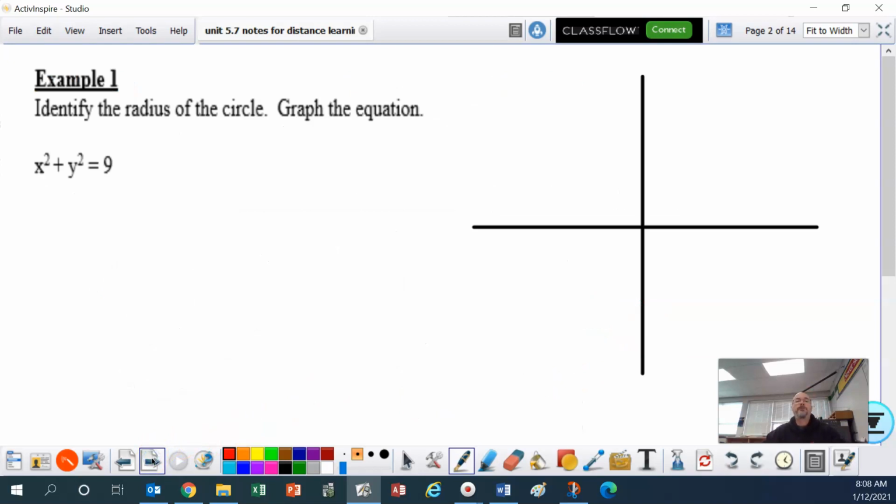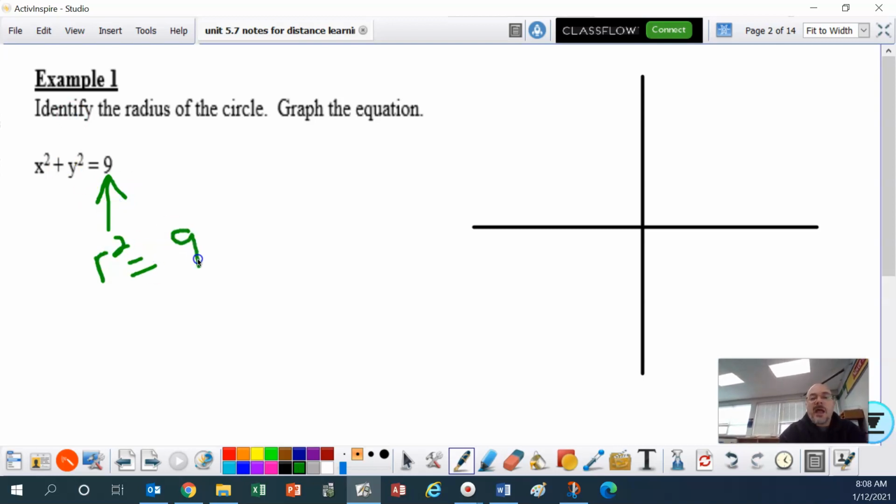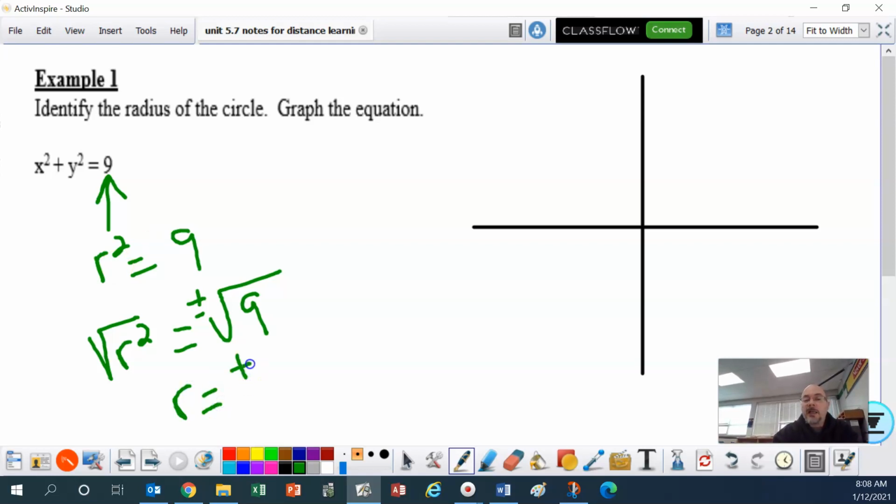So here we go. In this problem, we notice that the r squared is 9. So in order to find the radius, we're going to have to take the square root of that. If we take the square root of r squared, and remember we take the square root of the other side, and we do put that positive and negative in front, which we talked about in a recent video, we find out that the radius is positive negative 3.